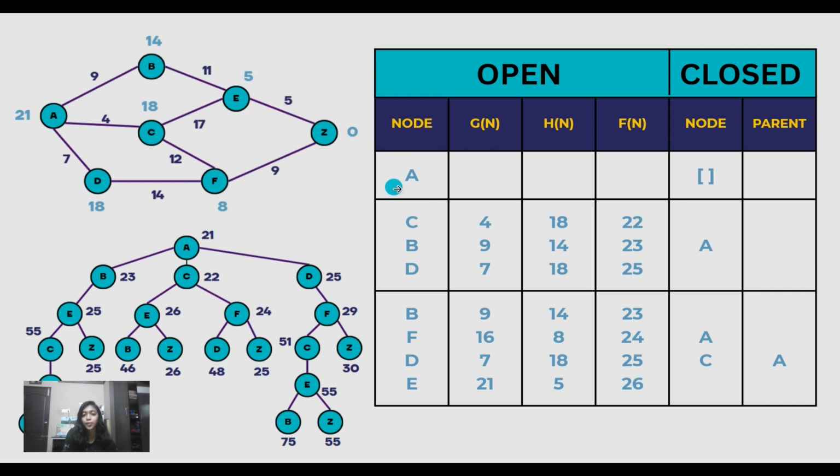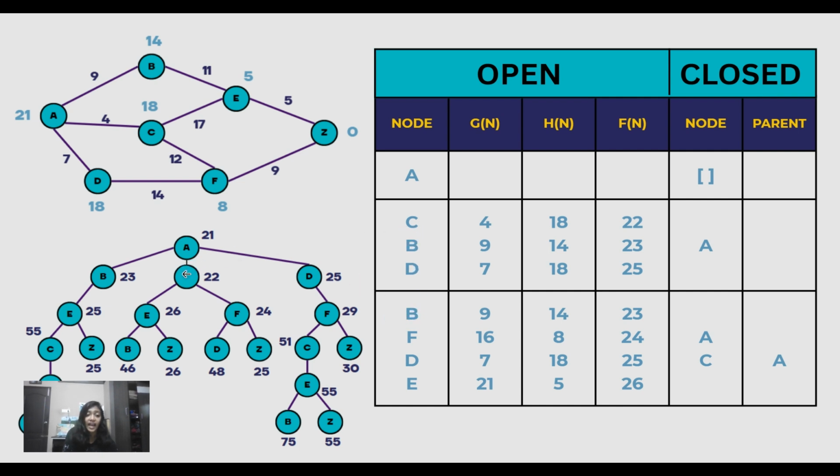As I have explored A, I will store it in the closed node column. Since A has no parent, I will leave it as empty. You should note that we have to start expanding the nodes which has the least f of n value. You can observe here that C has the least f of n value. So I will start exploring C first.